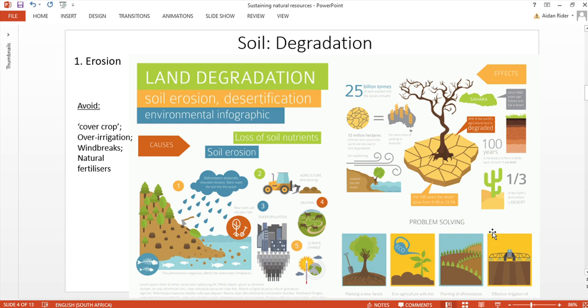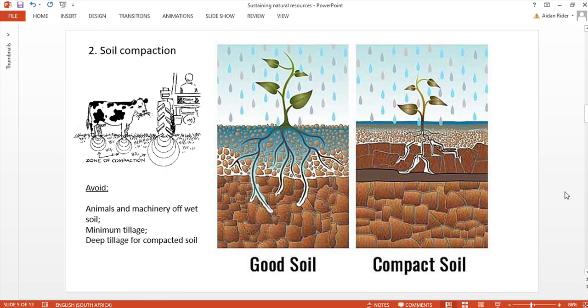And also avoid too much tillage, because when you till the soil or loosen up the soil, it can much more easily be blown away by the wind. Secondly, something like soil compaction can also degrade soil. So what is soil compaction?